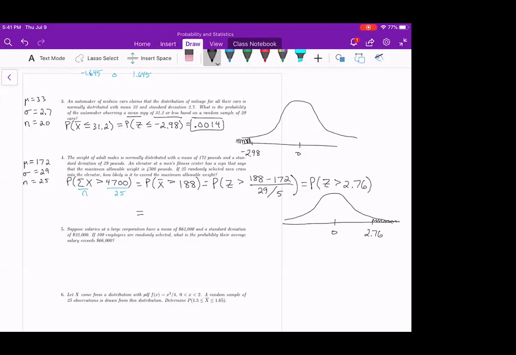a small answer. And when you go to your table and you look up 2.76 or the negative value of it, you should find 0.0029, just like the lady said. And that's the right answer. There's no reason to subtract it from 1.